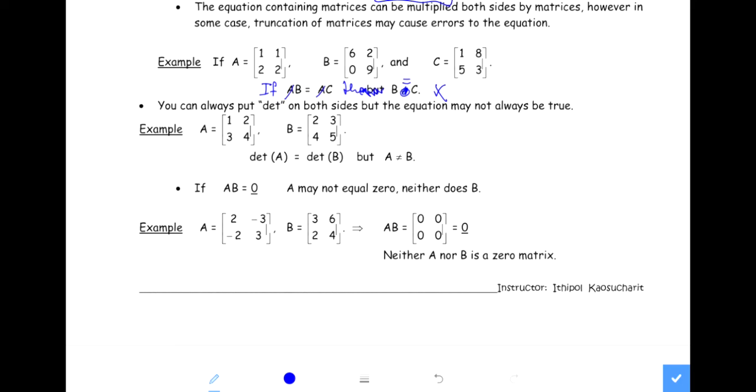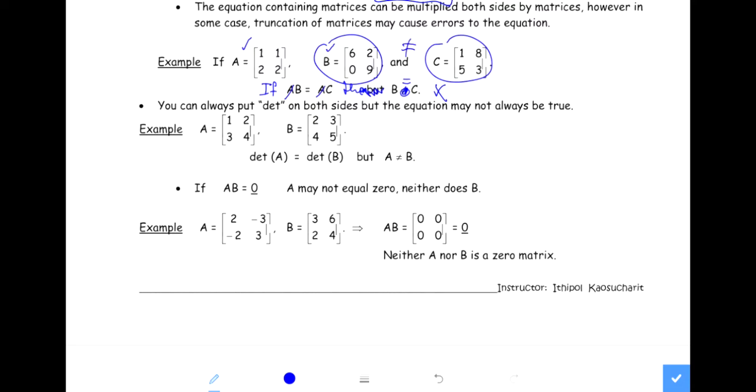So if you want to know, you can try this. Be careful. If you see this kind of thing in exam, be careful. A times B is equal to A times C, but B doesn't have to be equal to C. You can check it out from here. You find A times B here, you find A times C here. You will have the same answers, but somehow B and C are not equal.